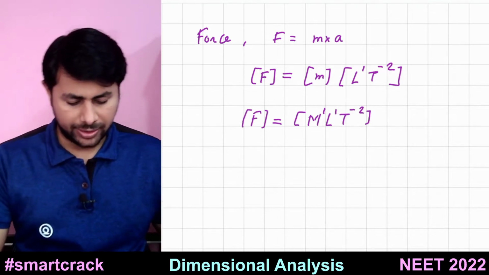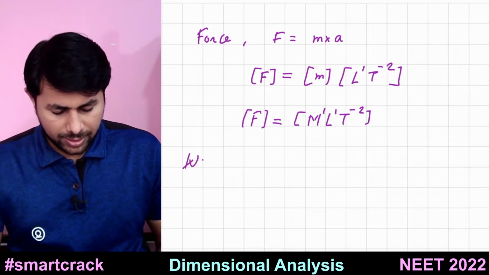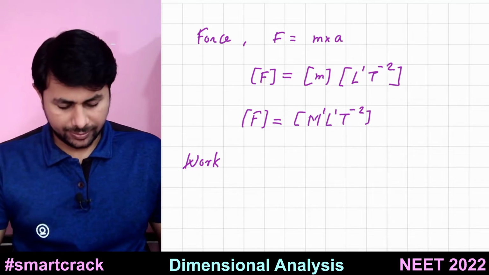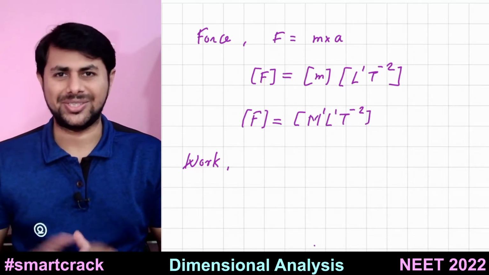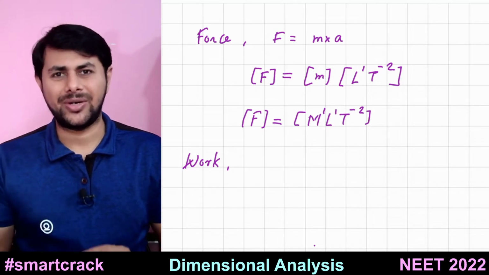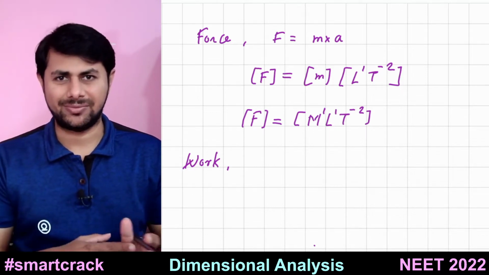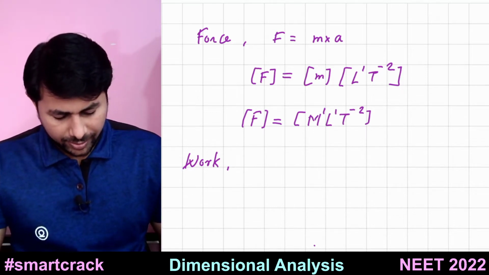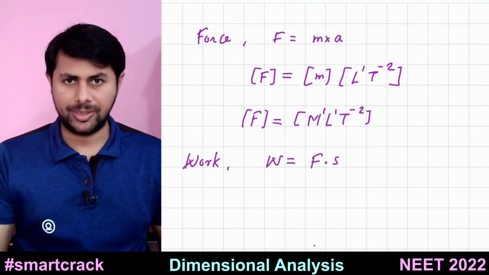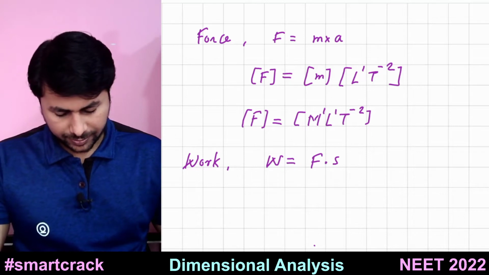And our next quantity, which is the last quantity, it is work or energy. Okay, both have same dimensions. If you remember the law of conservation of energy, energy can be converted to work, work can be converted to energy. All right. So, work, we know it is force into displacement. This is one of the formulas.